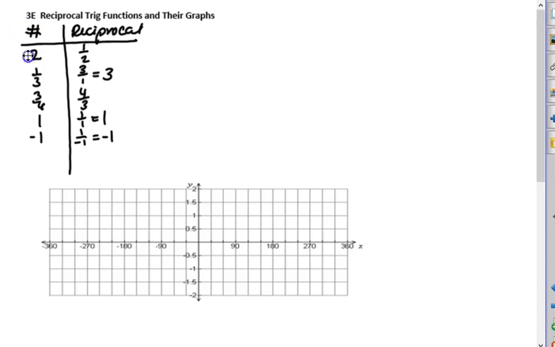The whole idea is that you can multiply a number times its reciprocal and you get 1. So 2 times 1/2 is 1. 1/3 times 3 is 1. 3/4 times 4/3 is 1. 1 times 1 is 1. -1 times -1 is 1.